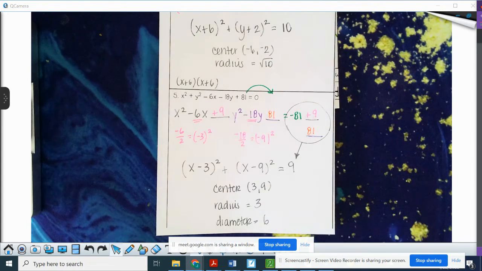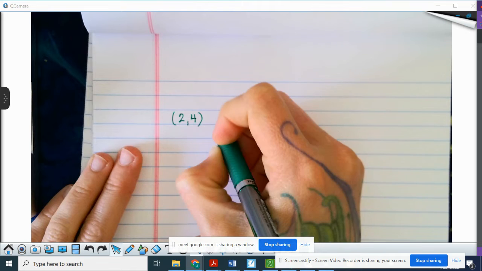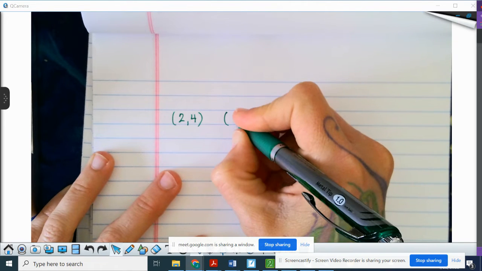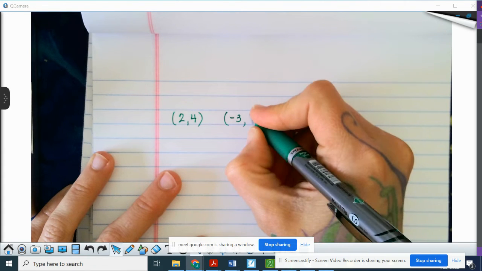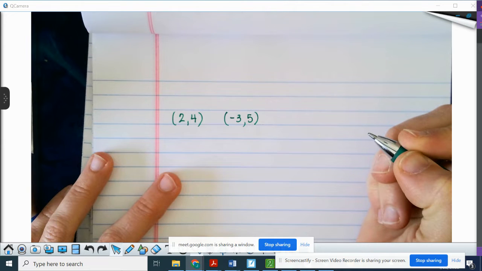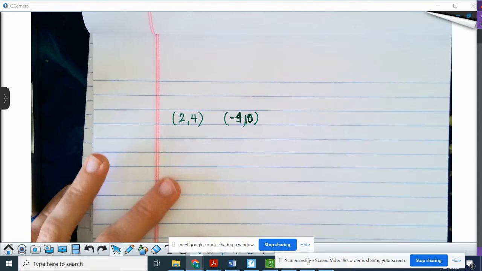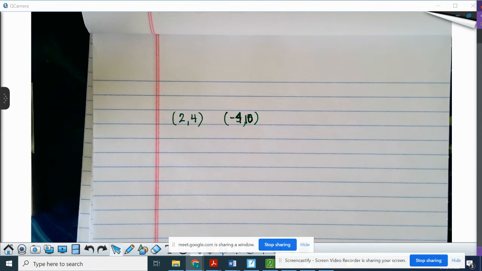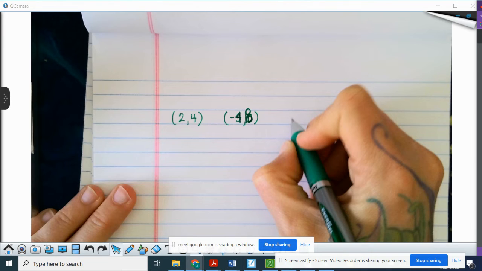And last but not least, if I give you two coordinates as a diameter, let's pick 2, 4, and negative 3, 5. That's going to be ugly, actually. Let's do negative 4, and let's do 10. Hopefully that won't be too ugly. It is going to be too ugly. We're going to do an 8. Sorry. Negative 4, 8.